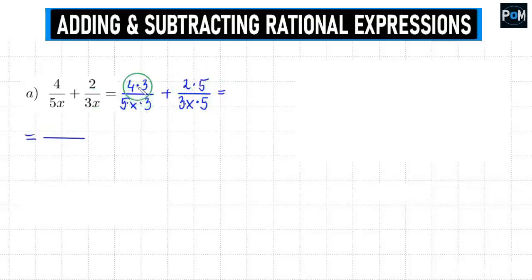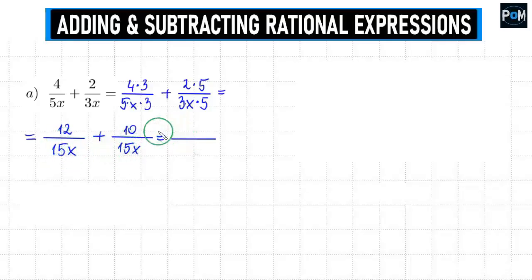And in that first fraction on top, 4 times 3 is 12. Here I multiply. And at the bottom, I also multiply 5 and 3. 5 times 3 is 15, and I just rewrite x. On the second fraction line, on top, 2 times 5 is 10, and at the bottom, I multiply 3 by 5, I have 15, and I still have x written down. And at this point, I already have a common denominator. It is the same here and here.